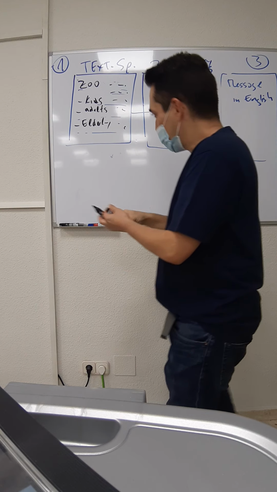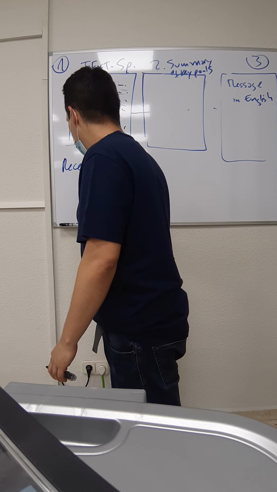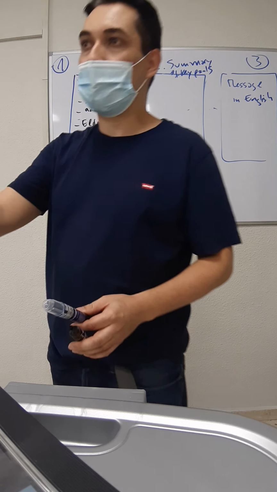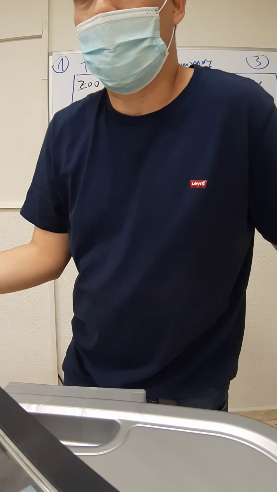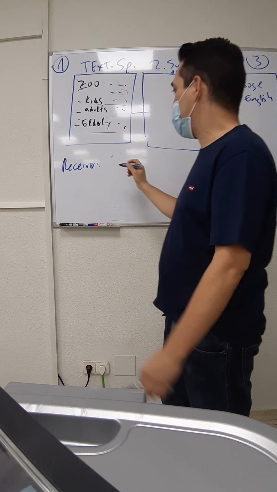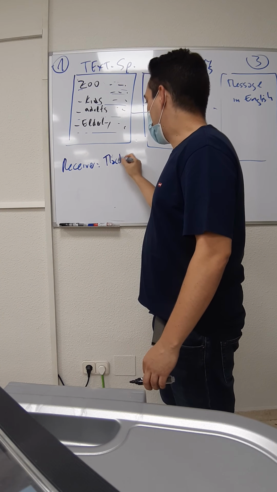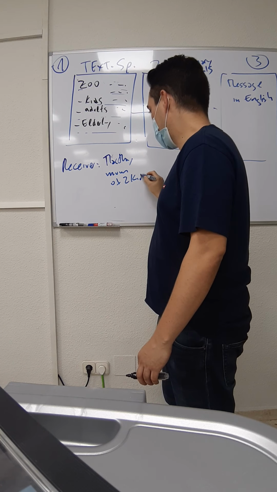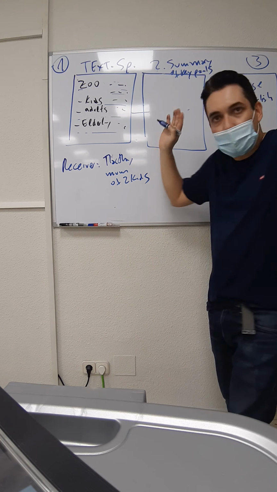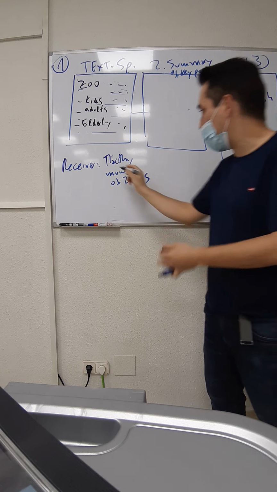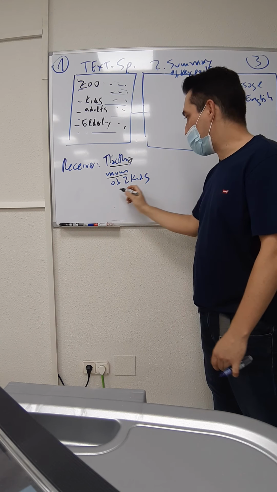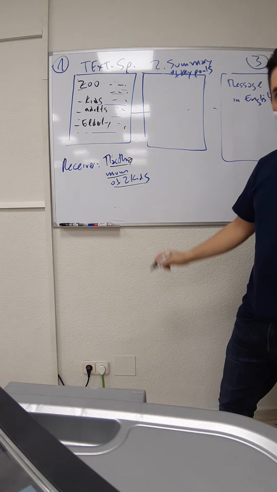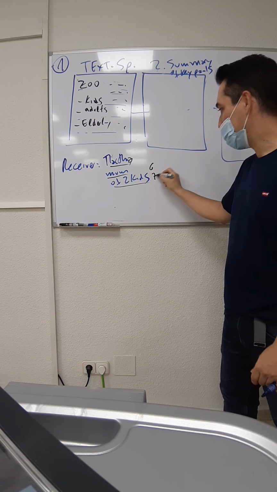And imagine that your receiver, yeah? The receiver is the person you transmit the message to. In this last example, it was Adam. Adam was the receiver. Now imagine that the receiver is Martha, who is a mom of 2 kids. Just to give you an example, the receiver is Martha, and she's a mother of 2 kids. Her kids are aged 6 and 7.